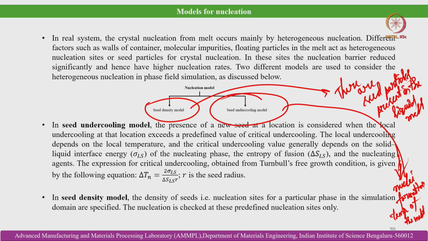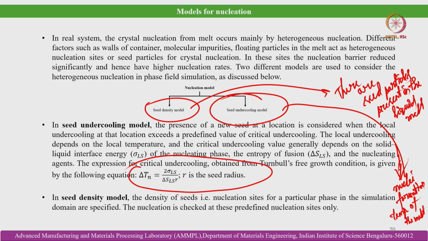The local undercooling depends on the local temperature, and the critical undercooling value generally depends on the solid liquid interfacial energy, sigma LS, of the nucleating phase, the entropy of fusion, and also on the nucleating agent. The expression for critical undercooling obtained from Turnbull's free growth condition is given by the following expression: delta T n, the critical undercooling necessary for the seed undercooling model, is equal to 2 sigma LS, the interface energy of the nucleating phase, divided by delta S, the entropy of fusion of the nucleating phase, into R.